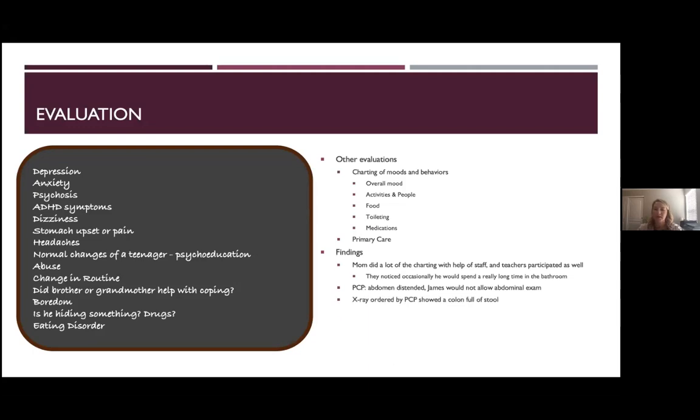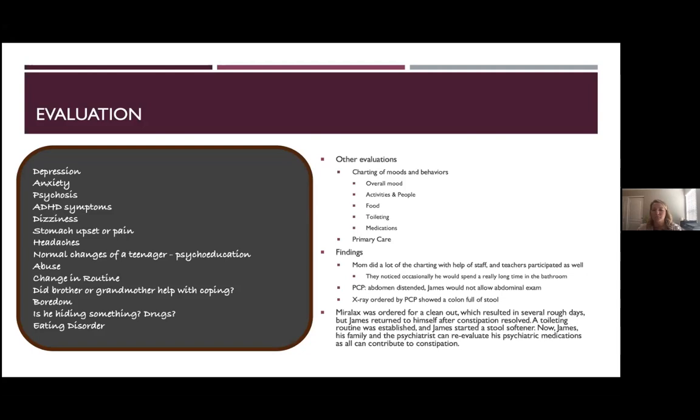So she did an x-ray and found a colon full of stool. So that's great. I mean, not great for James, but we might have an answer there. So Miralax was ordered for a clean out, and he had a few rough days, but after the constipation cleared, he really went back to himself. We're not quite done there though, because we have to know what caused the constipation. That's part of the differential.